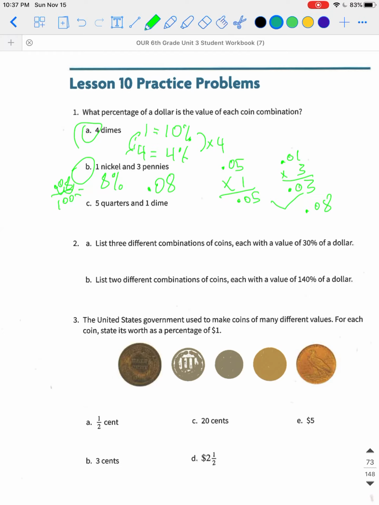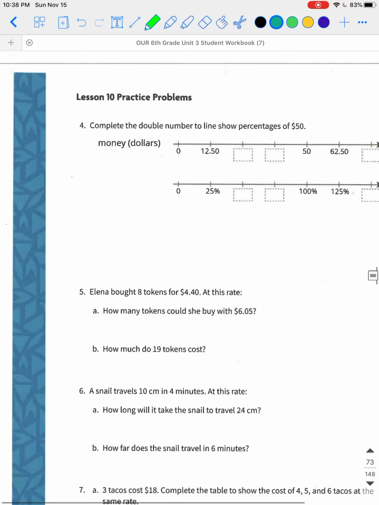Then we have our 5 quarters, 25 cents times 5 is going to be 125, plus our 1 dime, which is 10 cents, which comes out to be 135, or $1.35. In this case, it's actually 135%. No decimal place. So you can work out number 2, 3, and 4.